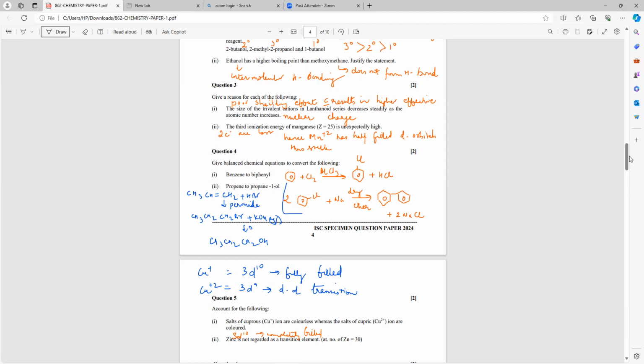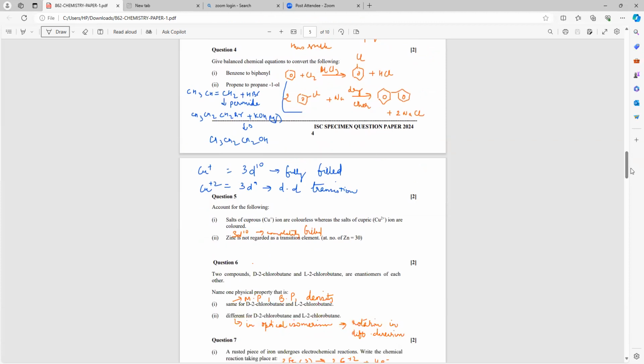Your Cu plus ion has fully filled 3d10 orbitals, therefore it's colorless, whereas Cu plus 2 has 3d9 as the electronic configuration of the valence shell, so it shows d-d transition and hence is colored in nature. Zinc is not regarded as a transition element because it has 3d10 as valence configuration, which shows that it is completely filled. Question number 6, two compounds they have given are enantiomers of each other.